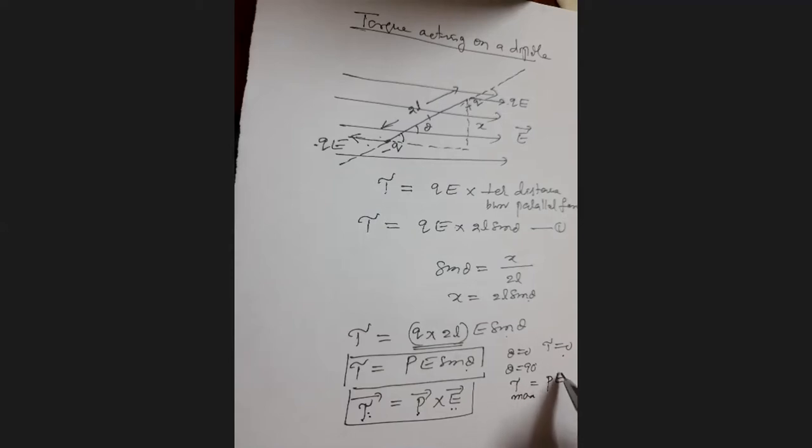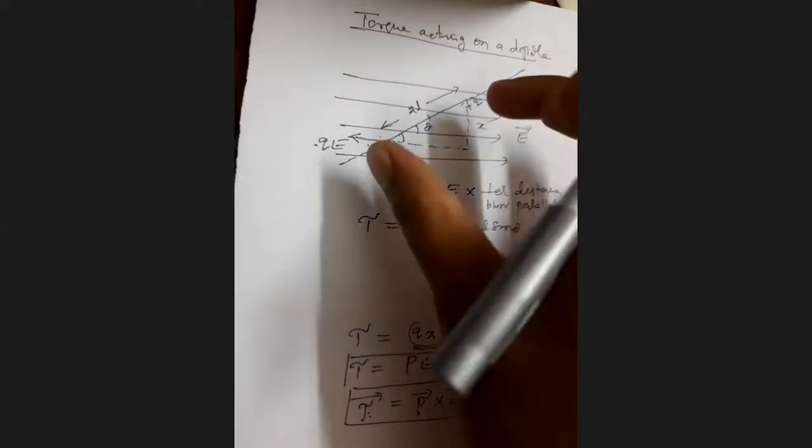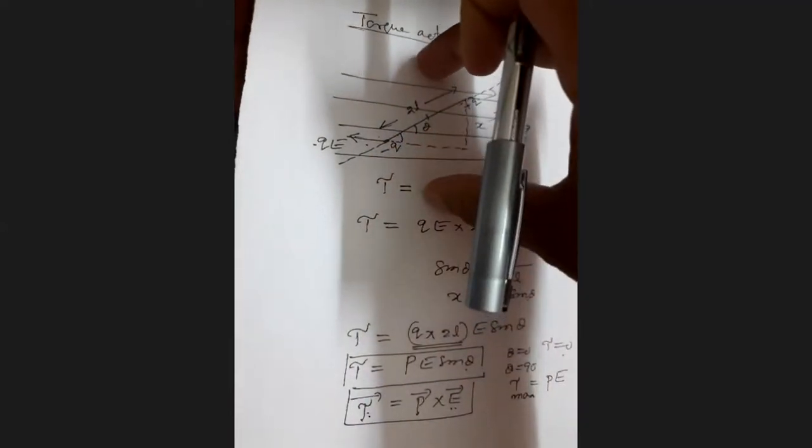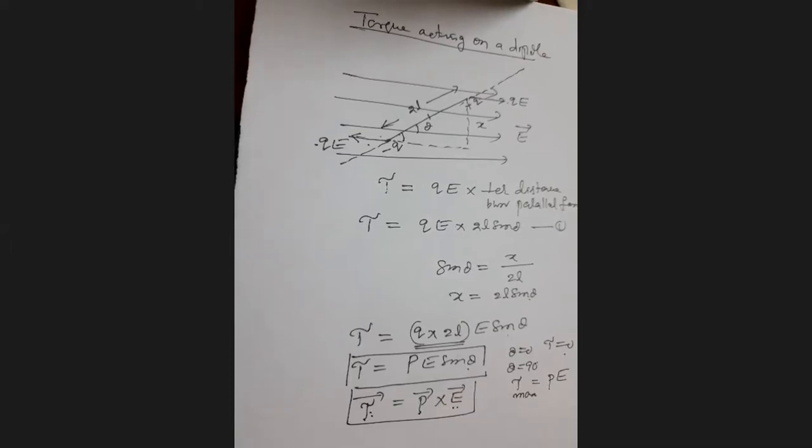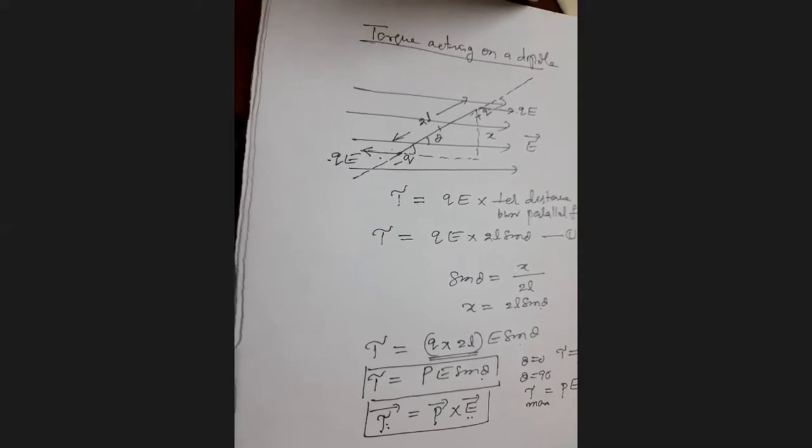Tau maximum equals P E. That is, when the dipole is perpendicular to the field direction, it experiences the maximum torque. Accordingly, for different values, theta equal to 30, 60, you can calculate the corresponding torques acting on the dipole. So this is about torque acting on the electric dipole when it is placed in a uniform electric field. The next concept is, what is the potential energy, or interaction energy?